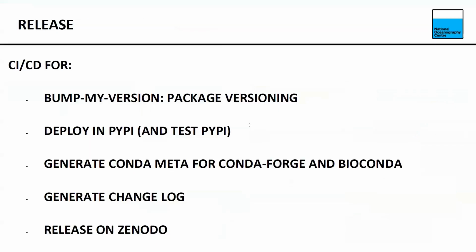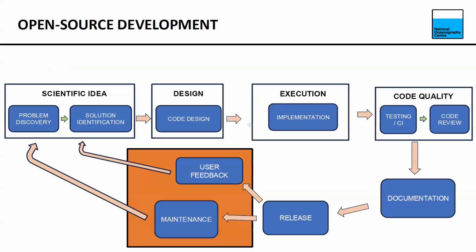So about release, I'm using bump-my-version for package versioning. And on the CI/CD, I'm deploying to PyPI and Test PyPI. For conda-forge and Bioconda, it's a little bit tricky because we need to generate a conda meta file, so I'm generating this file on the CI/CD as well. And on the CI/CD, I'm generating the changelog files for the new version.